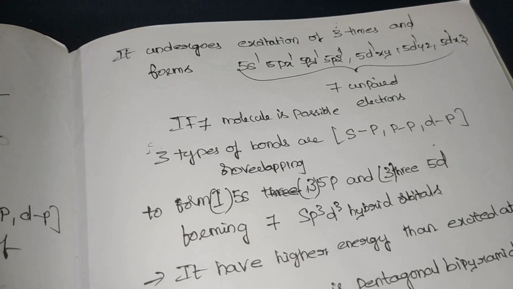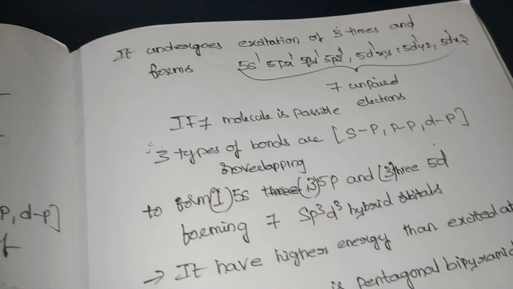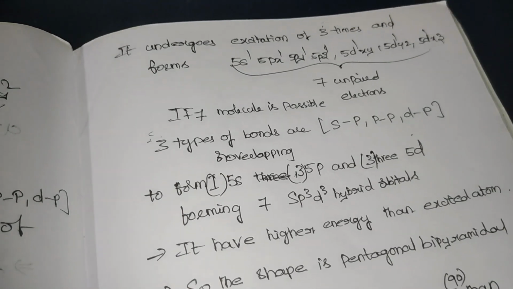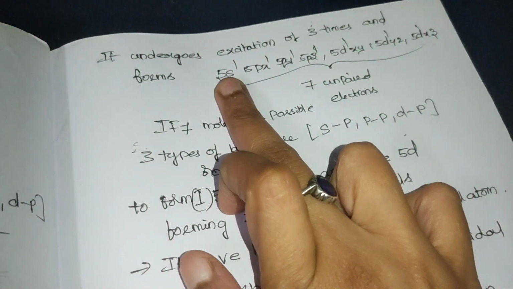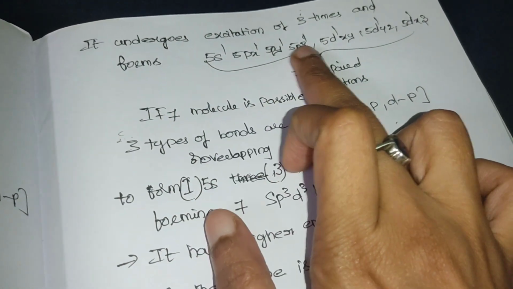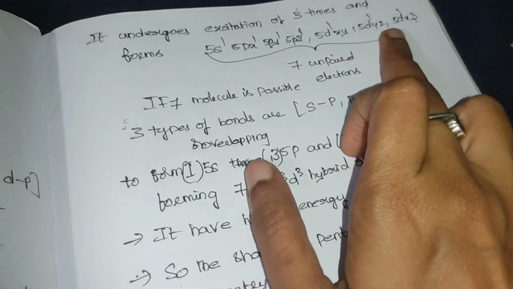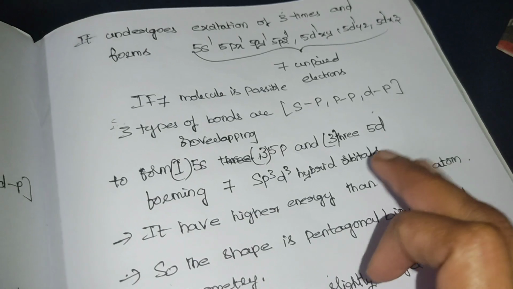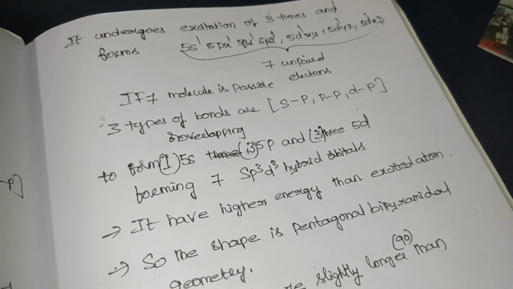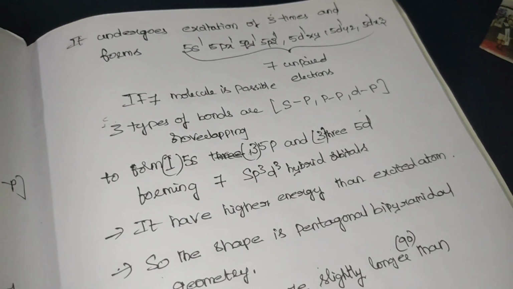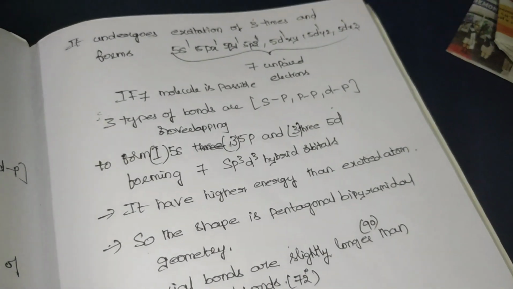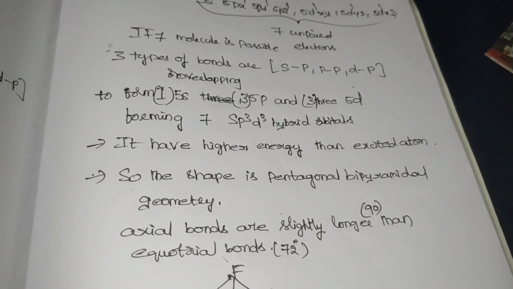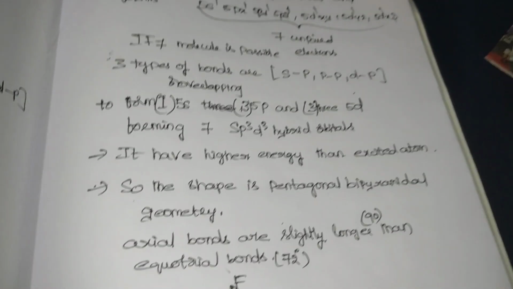Again three types of overlapping are possible: sp, pp and dp. And here, one s, three p, three d, so sp3d3 hybridization is possible. So sp3d3 hybrid orbitals are formed. As usual they have higher energy than the excited atom. The shape is pentagonal bipyramidal geometry. The axial bonds are slightly longer than the equatorial bonds.